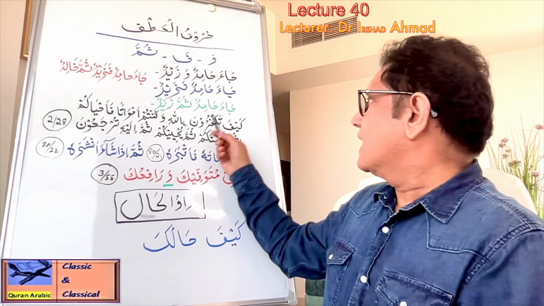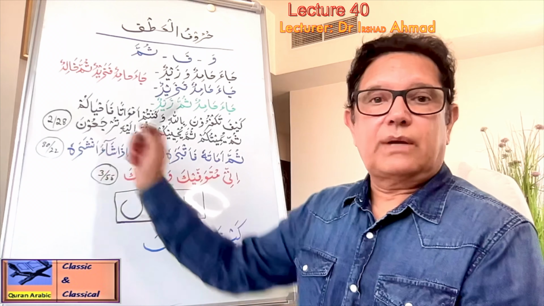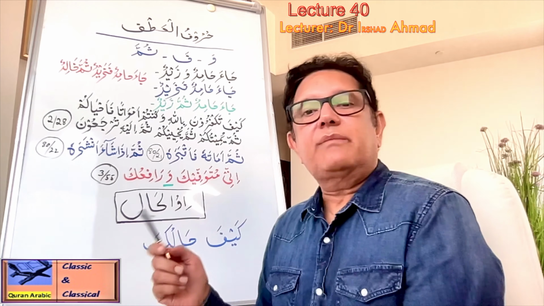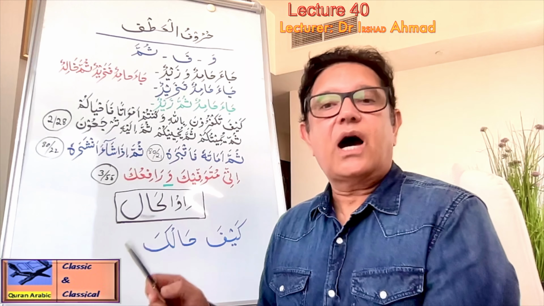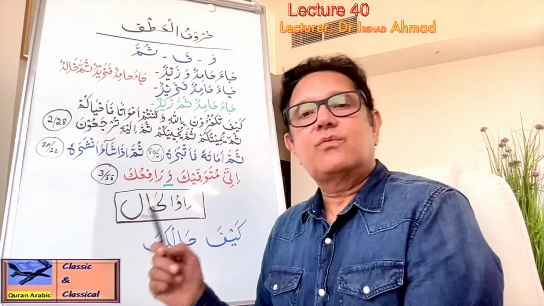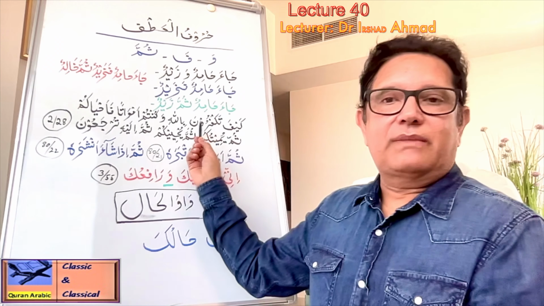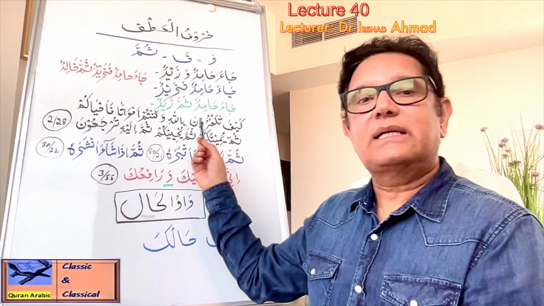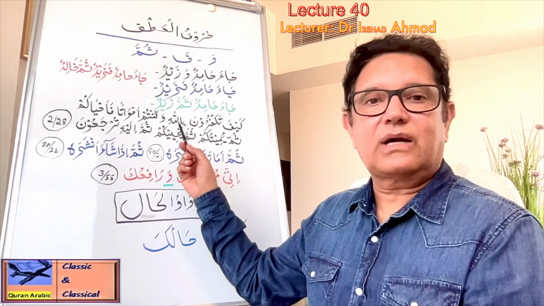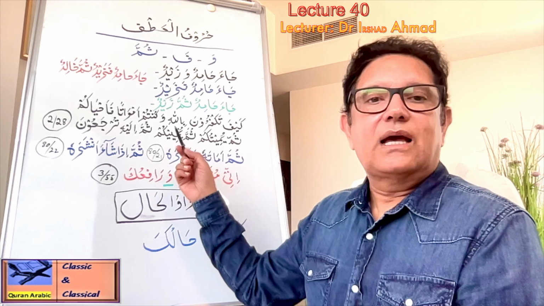I find this ayah quite interesting. This is ayah number 28 of Surah Baqarah: "كيف تكفرون بالله وكنتم أمواتا فأحياكم ثم يميتكم ثم يحييكم ثم إليه ترجعون." So "كيف تكفرون بالله"? How can you disbelieve in Allah? How can you disbelieve in God? How can you deny God?